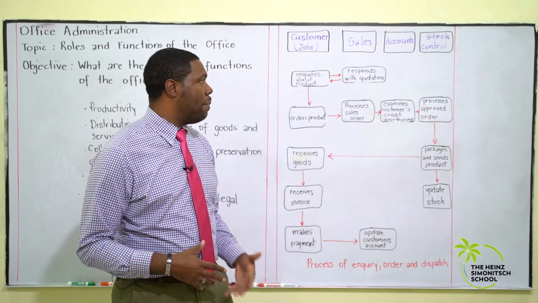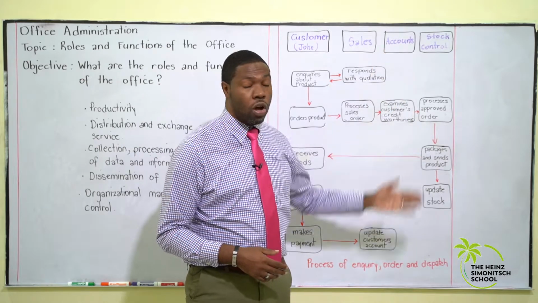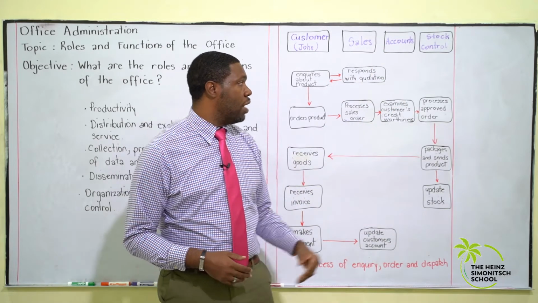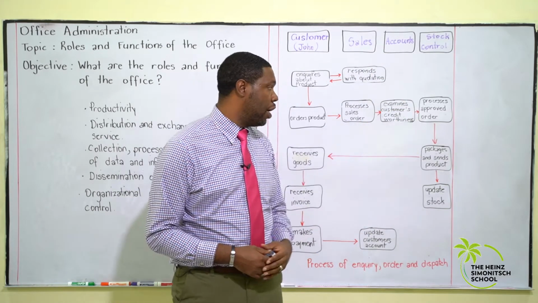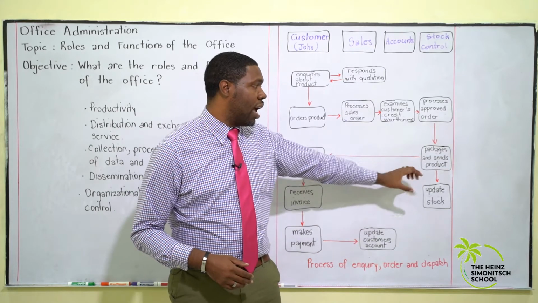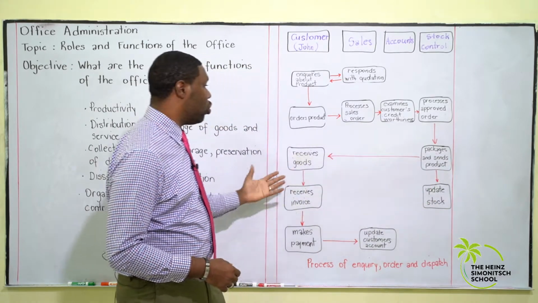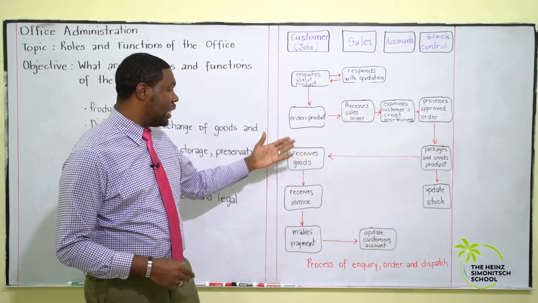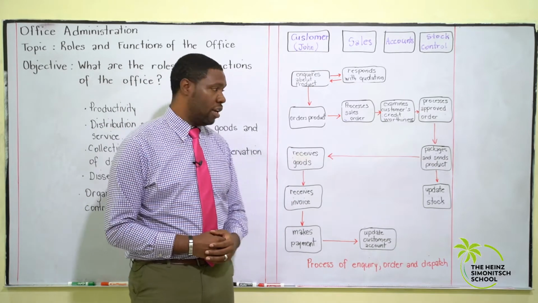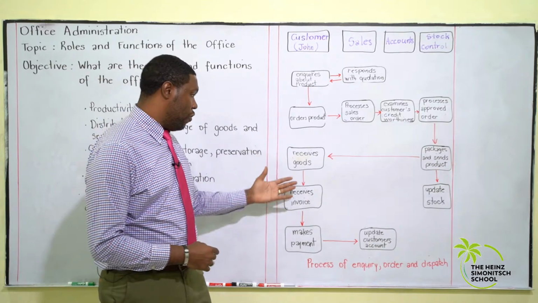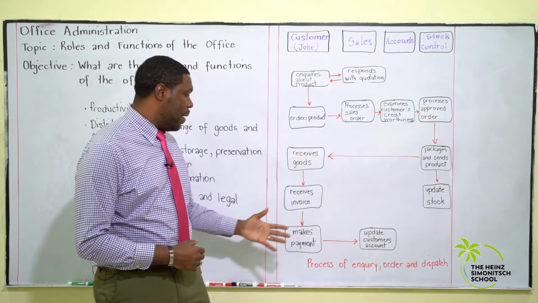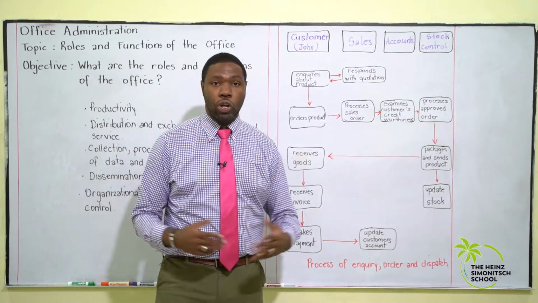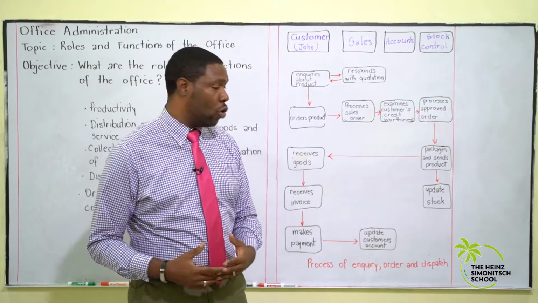The information will then be passed on to the stock control department, which will then process the approved order and package and send the product to the customer, who is Mr. John. Now, Mr. John receives the good. He receives an invoice. He makes a payment, right? So the company gets its payment for the goods.